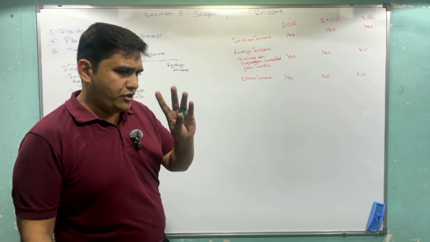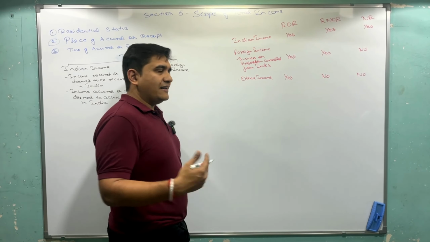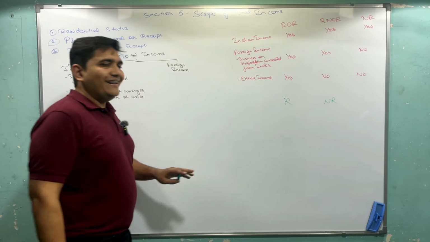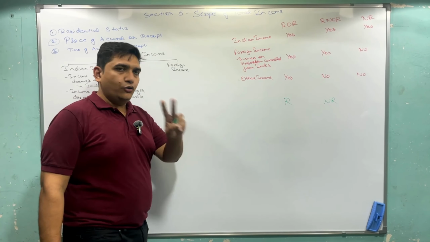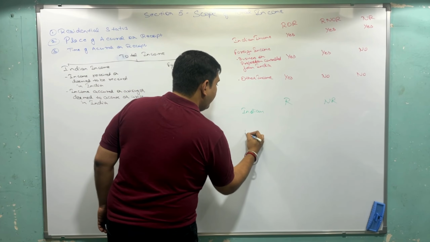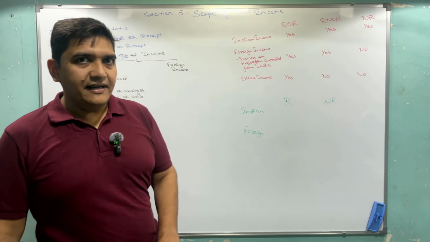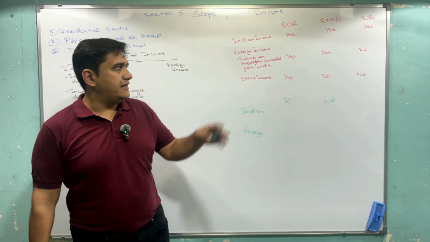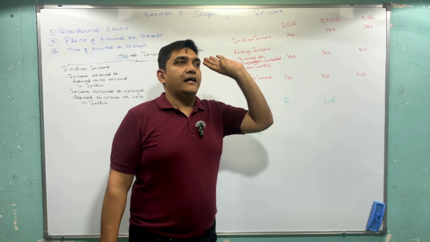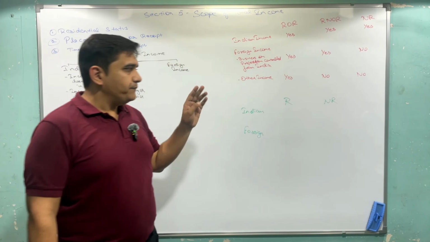When it comes to other assessees or other persons, we have only 2 types of residential status. One is resident and the other one is non-resident. And the income also is only 2 types, that is Indian and foreign. Now, for a resident, whether they are individual, HUF, company, AOP, BOI, doesn't matter.